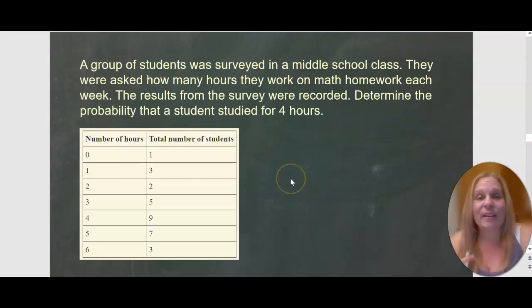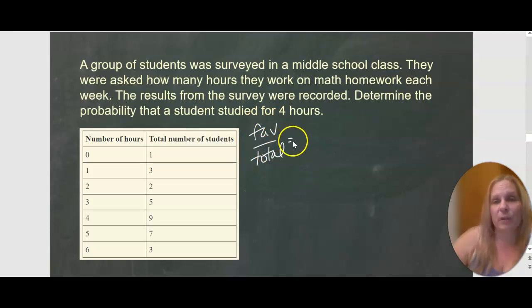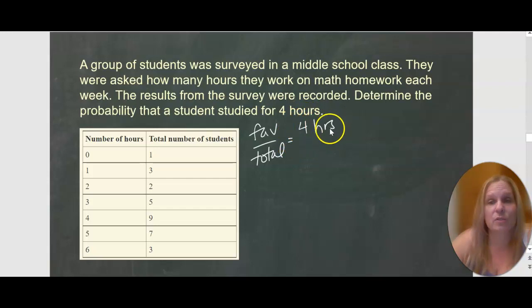Okay. A group of students was surveyed in a middle school class. They were asked how many hours they work on math homework each week, and the results from the survey were recorded. Determine the probability that a student studied for 4 hours. Okay, so still we need favorable over total, right? So our favorable here is going to be the number of students who studied for 4 hours. Our total is going to be the total number of students.